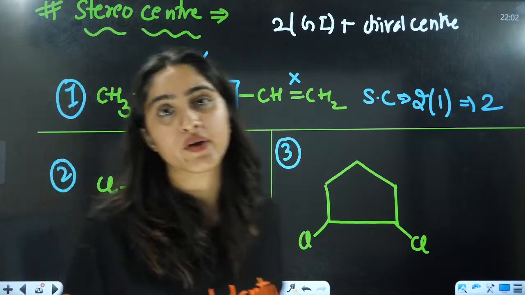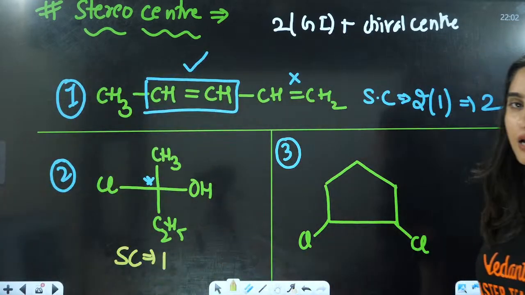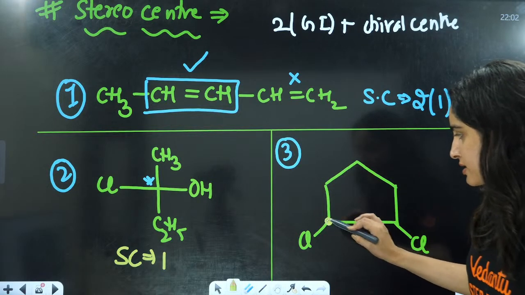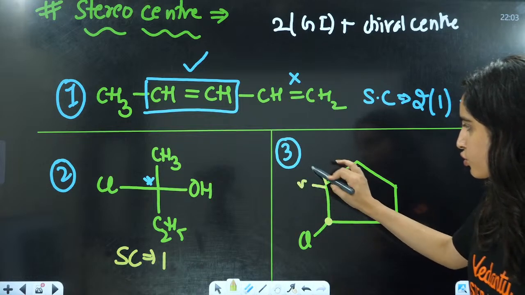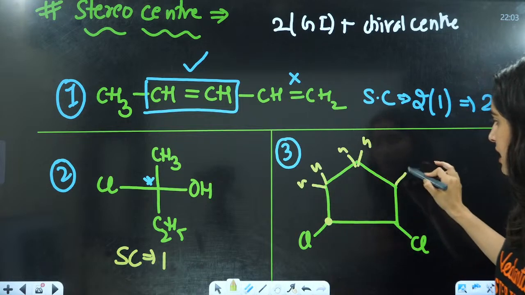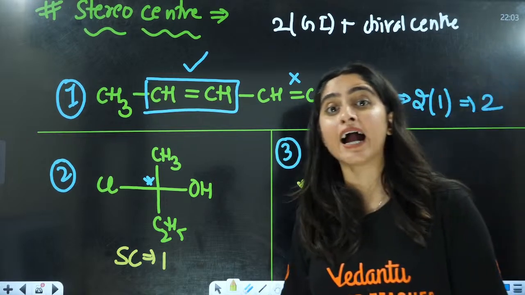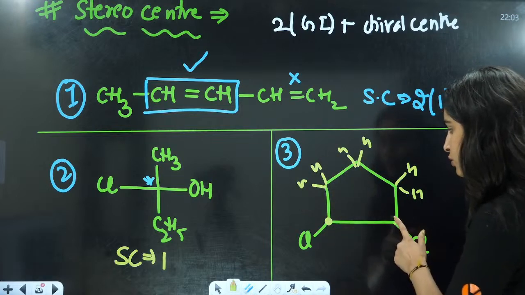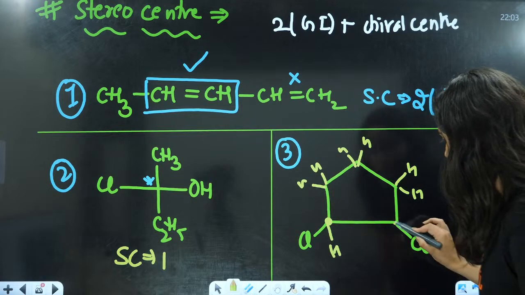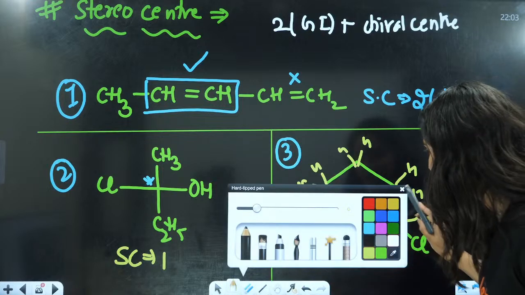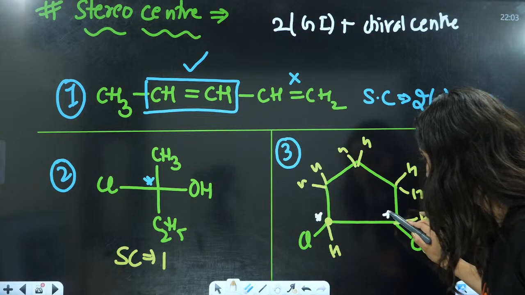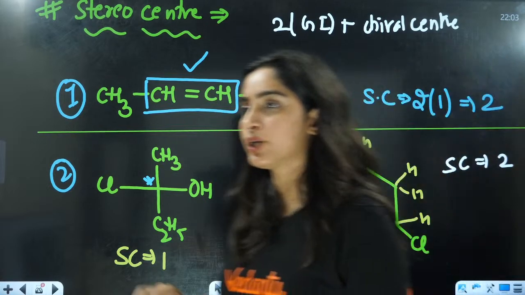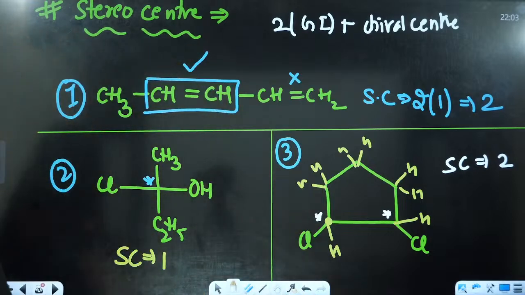You have no geometrical isomers here, just one chiral carbon. Here this is a chiral carbon because it has different groups. Here it has 2 hydrogens, so no chiral. A chiral carbon has 4 different atoms. This one is different, this one has chlorine, this one is hydrogen. So it has 2 chiral centers here. This one is the chiral center, and this one is the chiral center. So there are going to be 2 stereocenters in this.